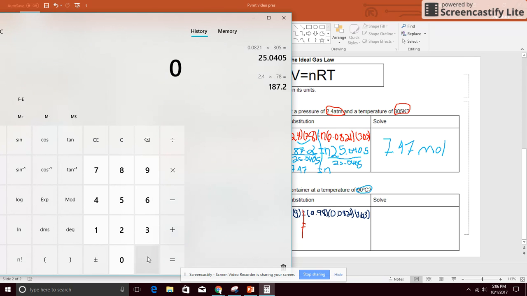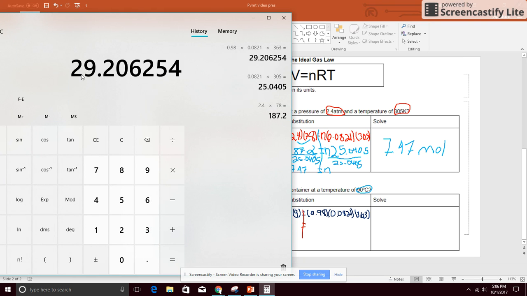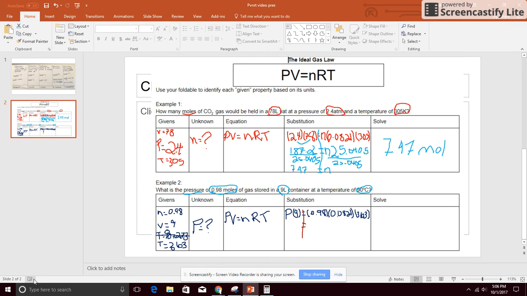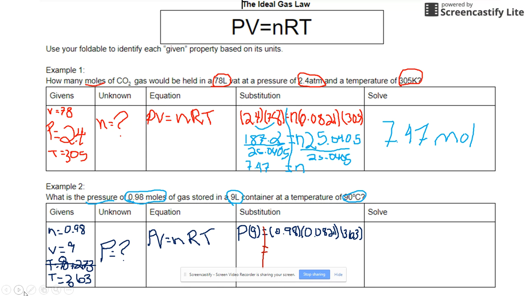I just need to multiply them. So it's going to be 0.98 times 0.0821 times 363. I'm going to go ahead and round this to 29.2 when I copy it over here. And I didn't do anything to the left side, so I'm just going to copy it down for now. P times 9. I want P by itself, so I'm going to divide by 9.